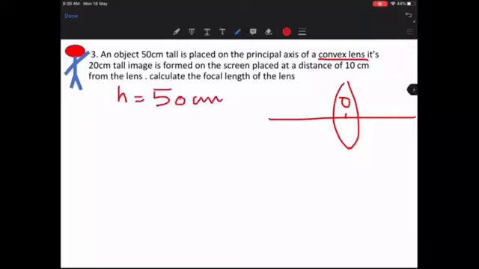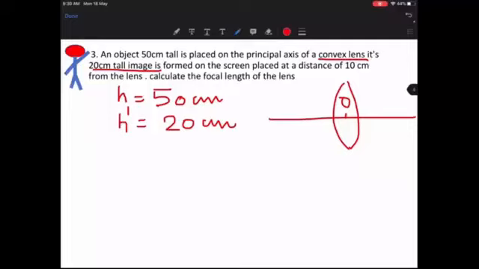This is 50 centimeter, the height of the object. Now look what else is given. It's a 20 centimeter tall image, which means the height of the image is 20 centimeter. Whenever you write any quantities, like here you have written some physical quantities given to you, what is that? Height of object and height of image.